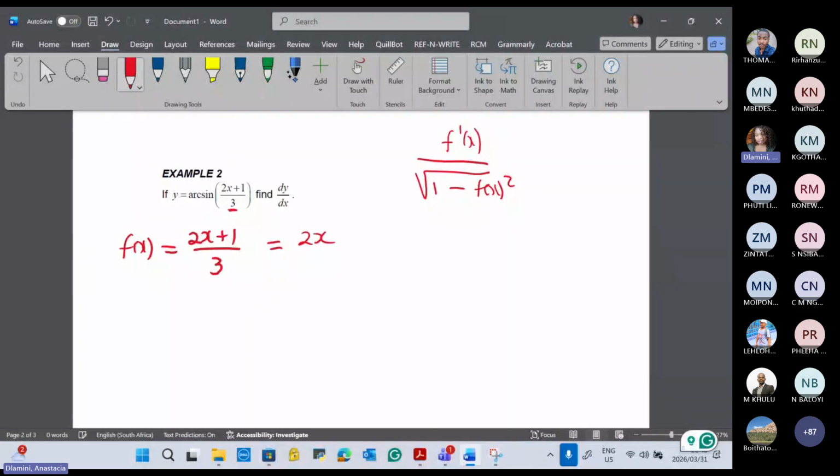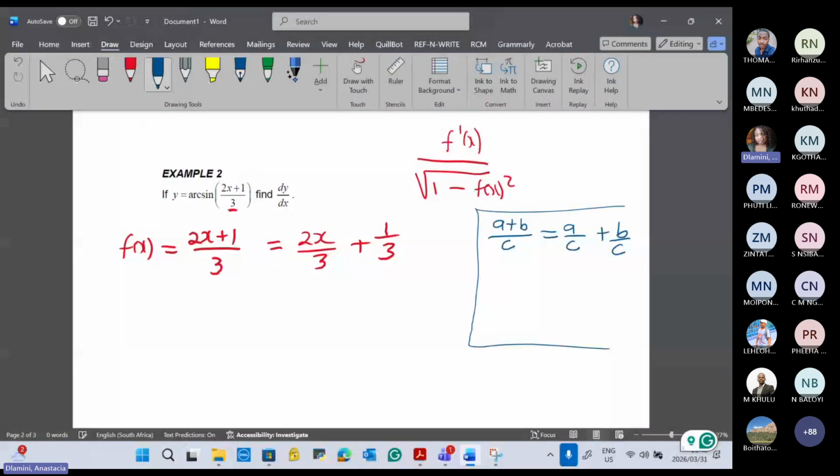You are allowed, but you are not allowed to split a function like this. So I'm choosing a different color. If you have a plus b over c, it is allowed to say a over c plus b over c. But if you have, for example, a over d and e, this is not equal to a over d plus a over e. So you are allowed to split the numerator but not the denominator. Does that make sense? Yes, ma'am.